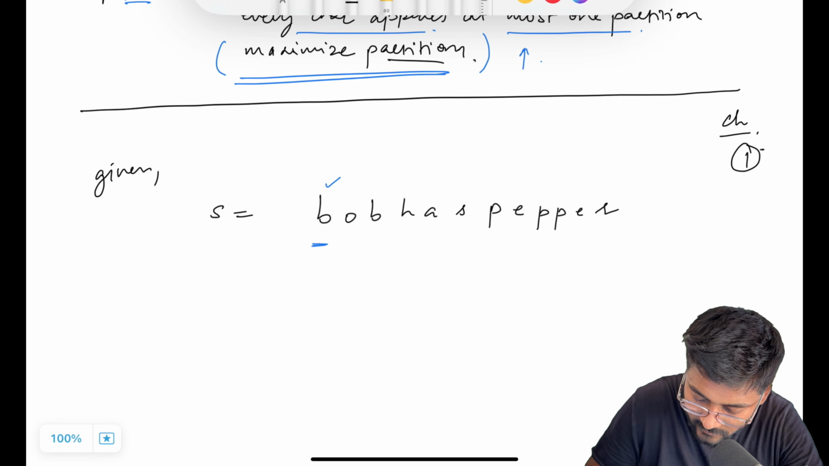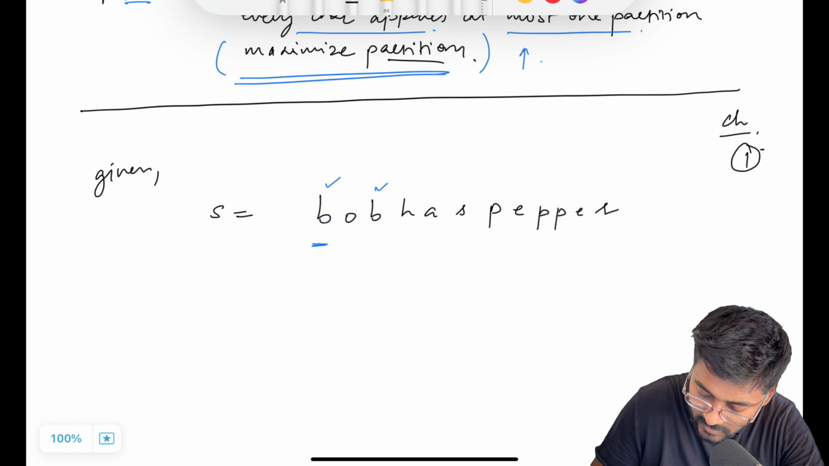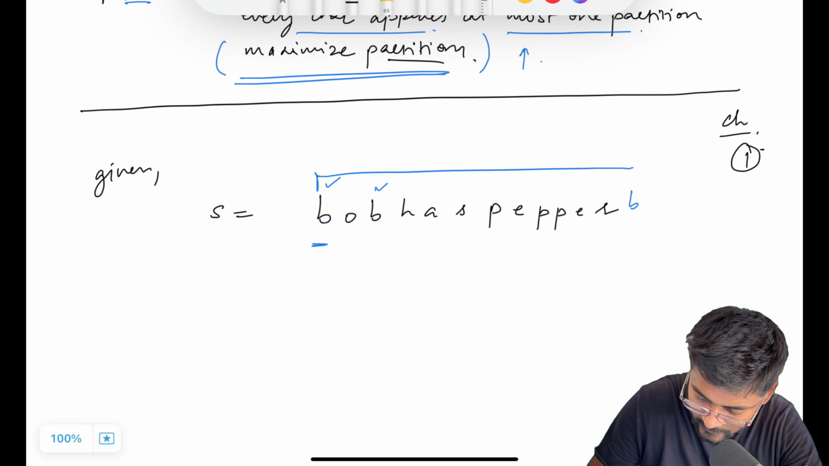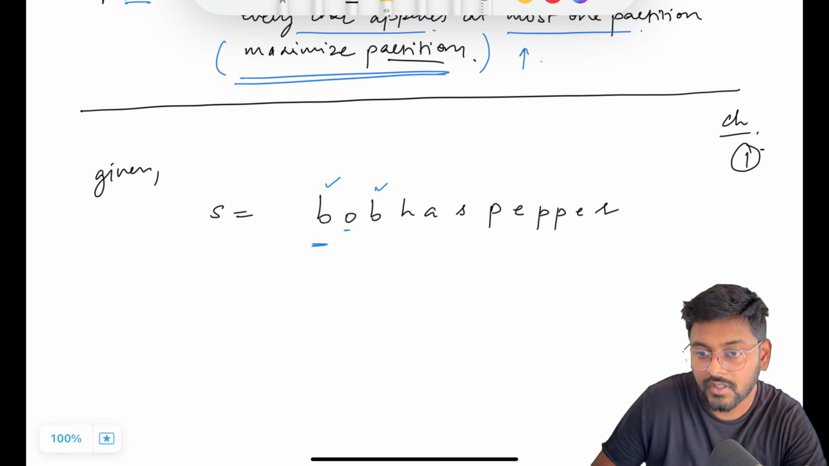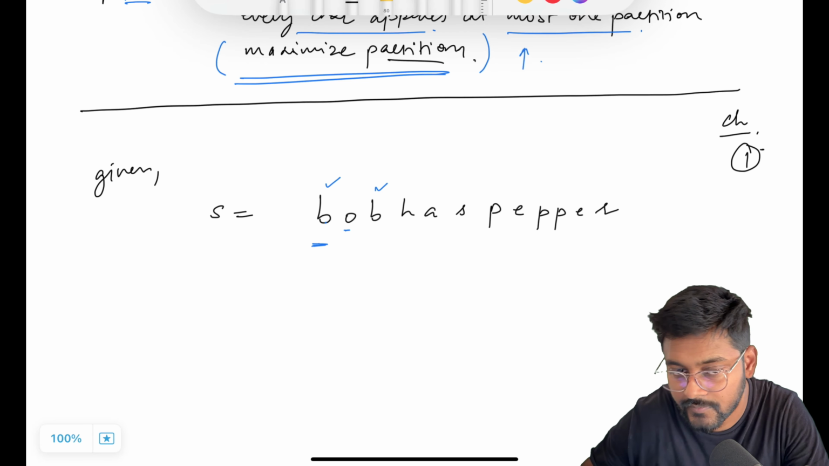So the first occurrence of B is this, and the last occurrence of B is this. If there was one B here as well, we should have included this and this in a single partition. But this is the case, so we have to include B. But meanwhile, O has come, so include the last occurrence of O as well.